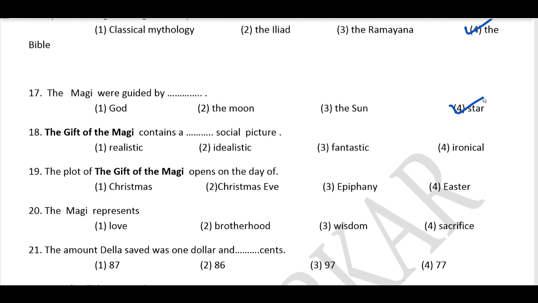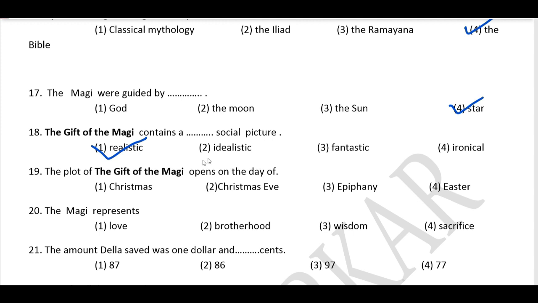Then number 18. The Gift of the Magi contains a dash social picture. Let us see the options: realistic, idealistic, fantastic, ironical. Obviously realistic, because throughout the story we find the poverty or the poor condition of the main characters, especially the condition of Della. So it's a realistic picture of the then American society. So in this sense, the picture is realistic one.